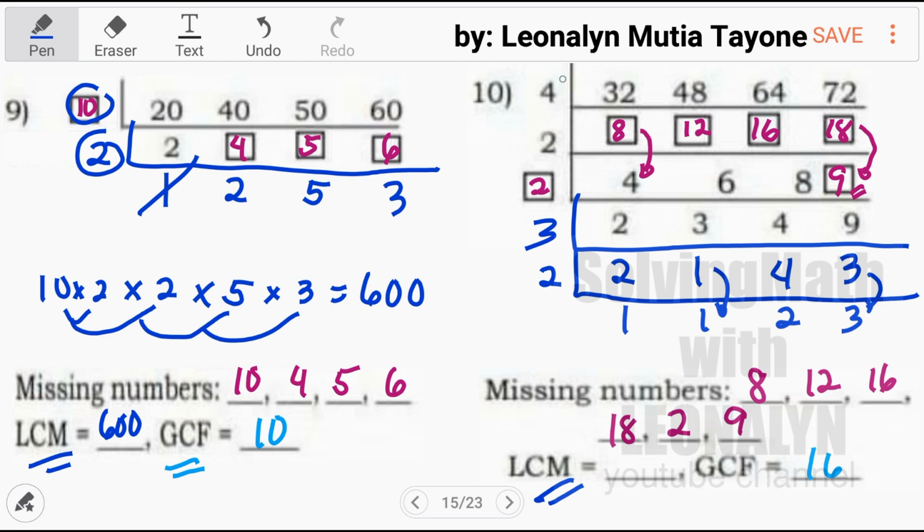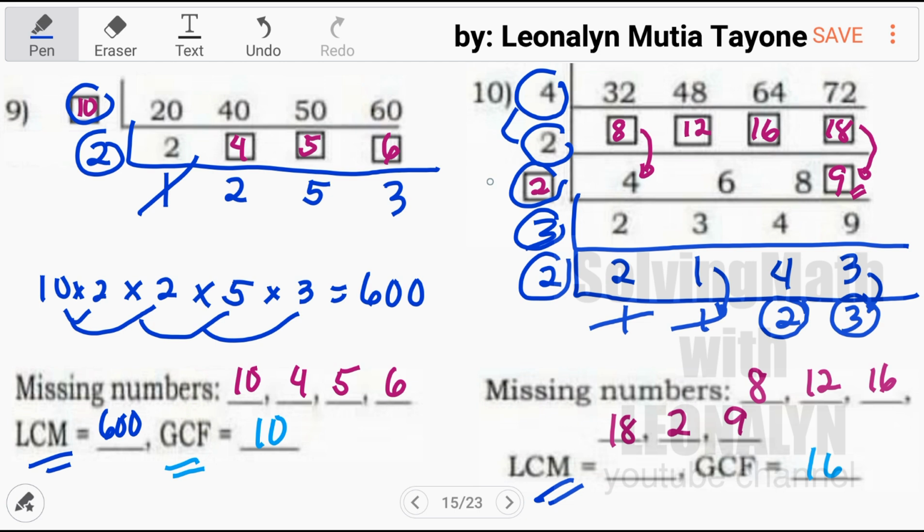Ngayon, ang i-multiply natin, 4 times 2 times 2 times 3 times 2. At ignore mo lang si 1, pareho lang yan, times 2 at times 3. Ang sagot dyan, so this is 8, 16, 48 times 2, 96 times 2, 192, tapos times 3. So, ang sagot dito ay 576 ang LCM natin sa number 10.